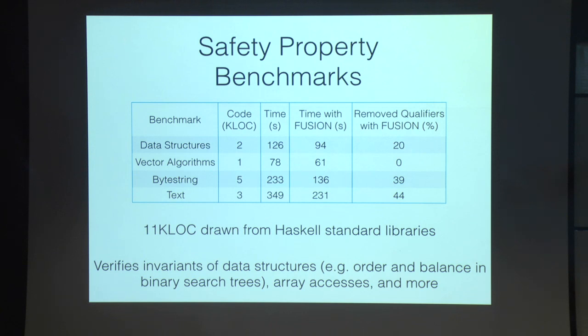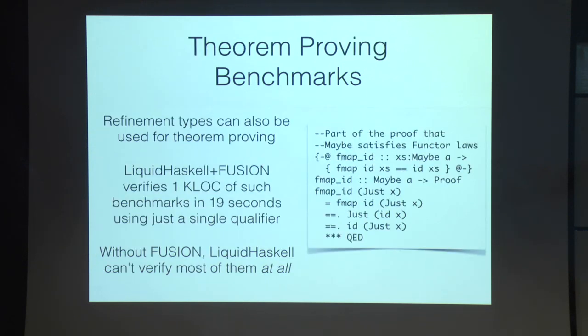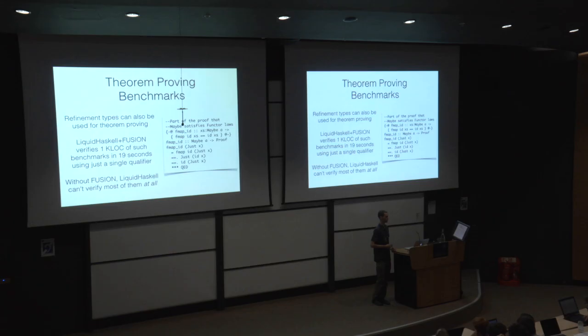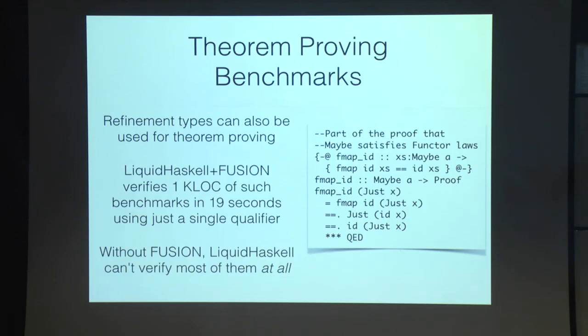And then we also have a set of theorem-proving benchmarks. So recent work, which you can hear presented on Thursday if you stick around, shows that we can use refinement type checking to check theorems. So for example, this code snippet on the right is a proof written in Haskell that the maybe instance of functor satisfies the functor laws. It's a piece of the proof.